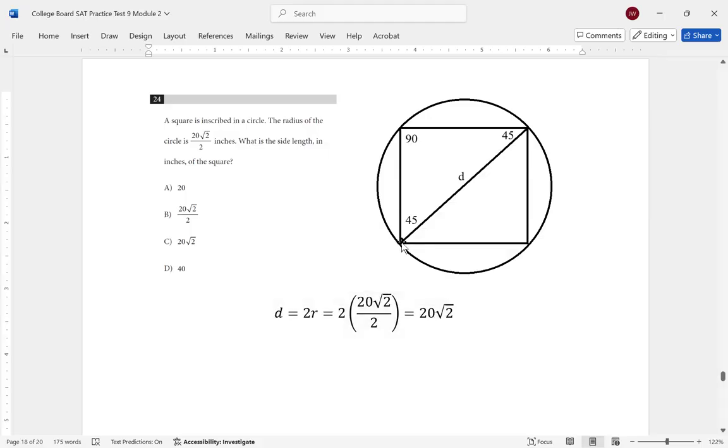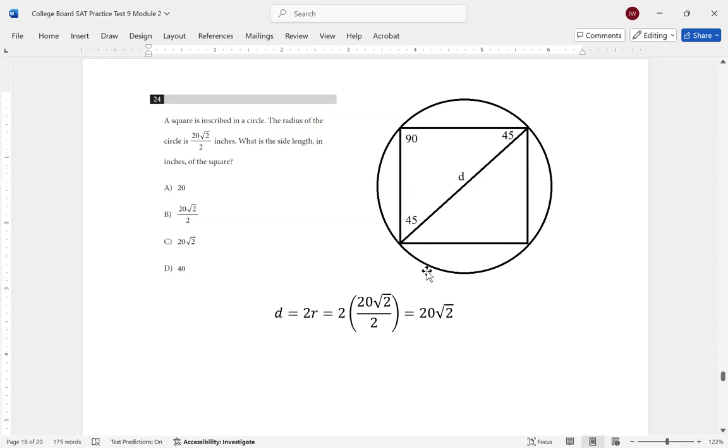Now, because it's the diagonal of a square, it breaks this square up into 2 right triangles. And because angles of a square are 90 degrees, when we break it up into 2 right triangles evenly, we get 45 degrees and 45 degrees. So this diagonal of the square is the hypotenuse of a 45, 45, 90 right triangle.